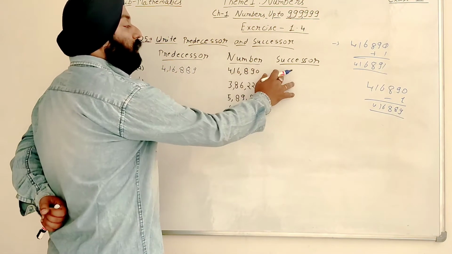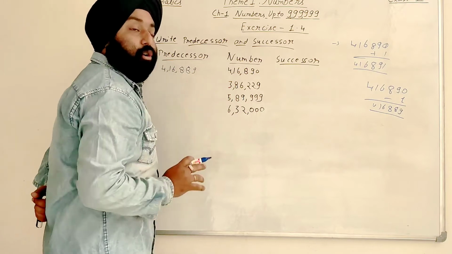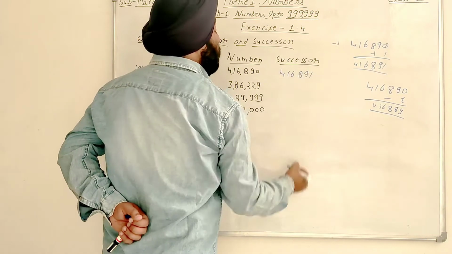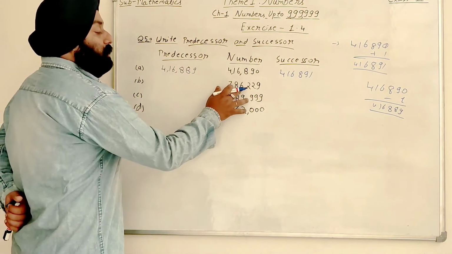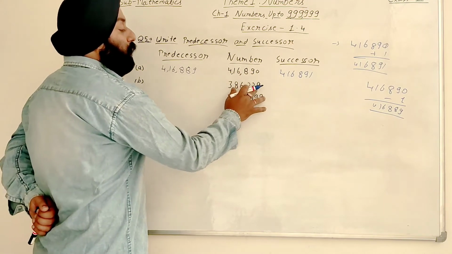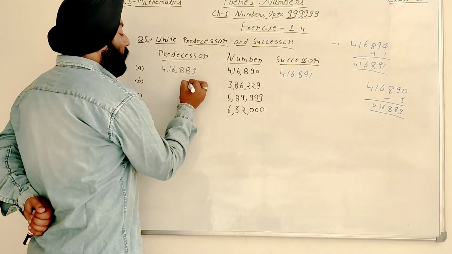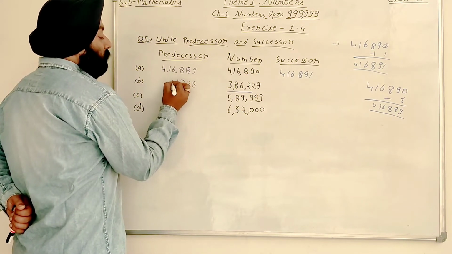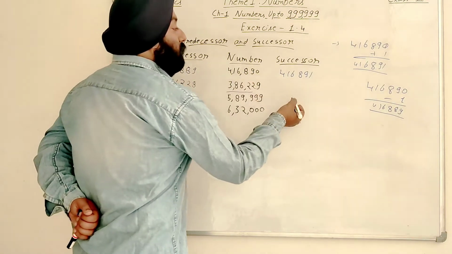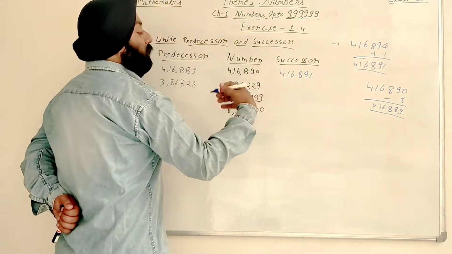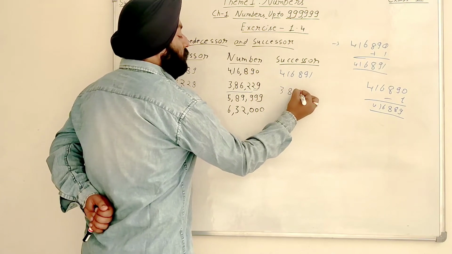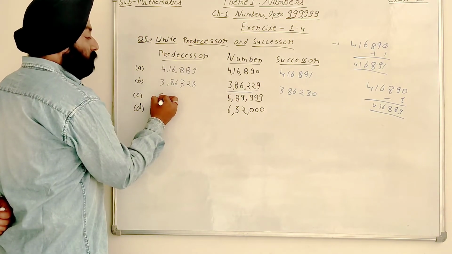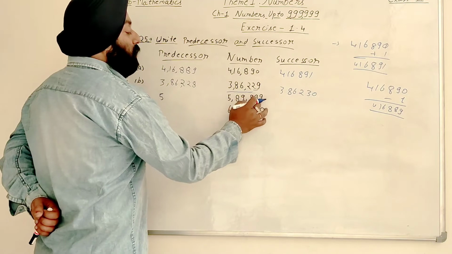You just have to add 1 to get the successor and subtract 1 to get the predecessor. Then 4,16,891 is the successor. In 3,86,229, subtract 1 from 29, that is 28, and the digits ahead stay the same. Afterwards, what is the successor? 29 plus 1 is 30, so 3,86,230. This is the successor. Then 5,89,999 by adding 1.